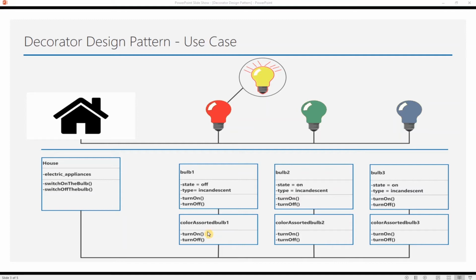These methods provide us a way to decorate the calls to the actual methods by extending them with the desired behavior. So in this case, the objects of the color assorted bulb class refer to the turn on method of the bulb class in its turn on method to do the real work of emitting the light out of it, and further go on and decorate the call with the colored glass to simulate the desired behavior.